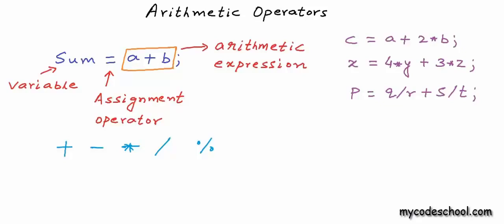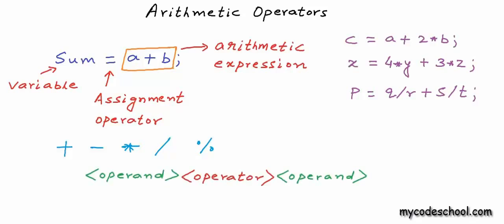An operator that operates upon 2 operands is called a binary operator. An operand, by definition, is an object on which an operation is being performed. For all these operators, we must have an operand on the left and another operand on the right, and the operator itself would be in between. An operand can be a constant, a variable, or, in a complex expression, an expression itself. Let's pick this expression: a plus 2 into b.